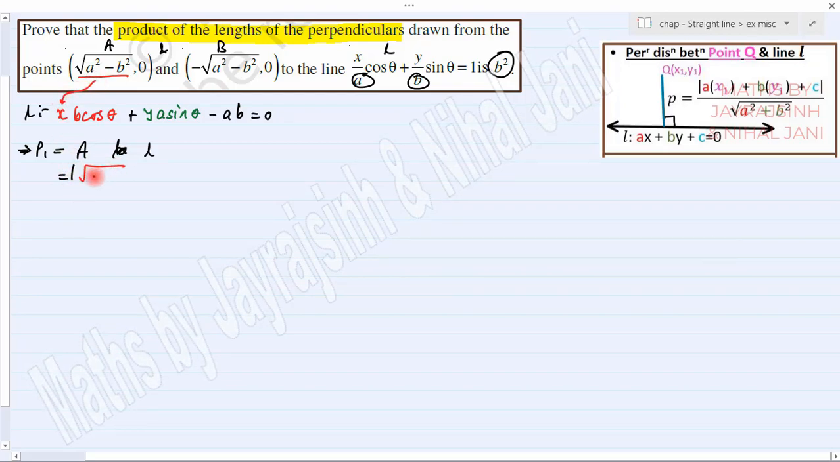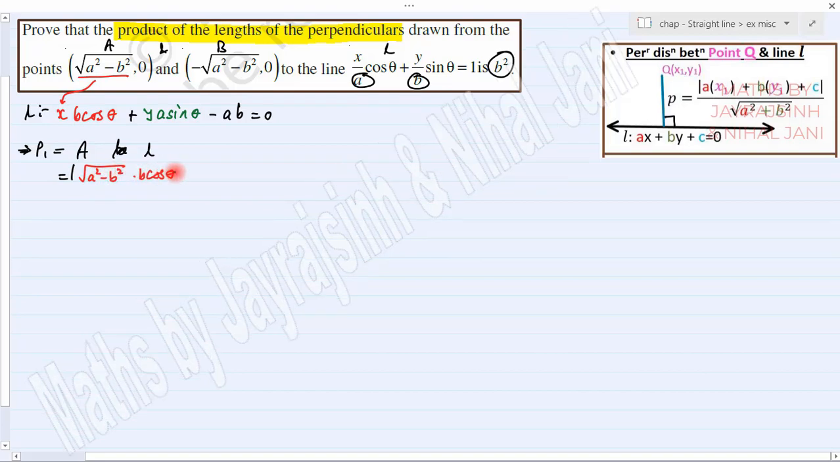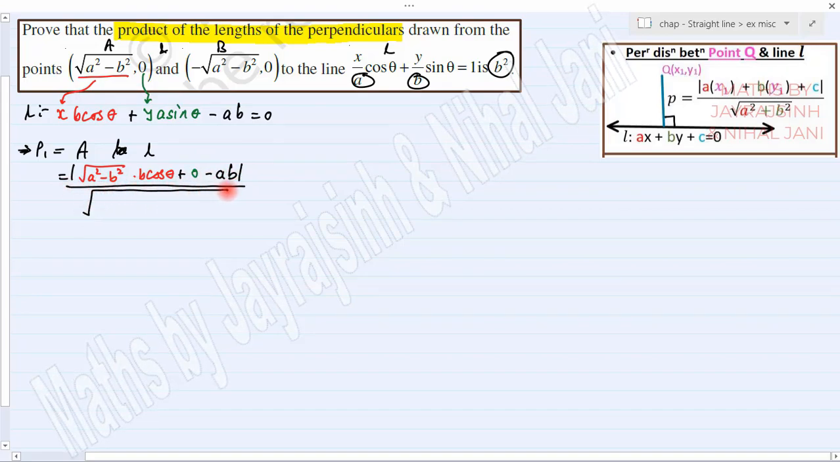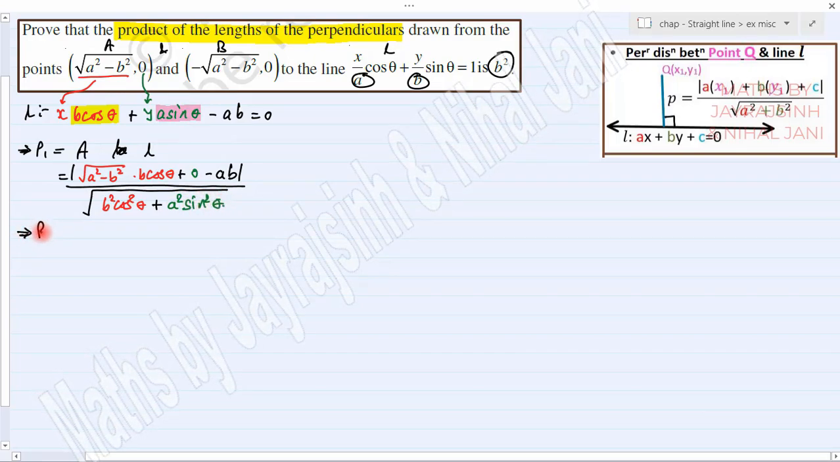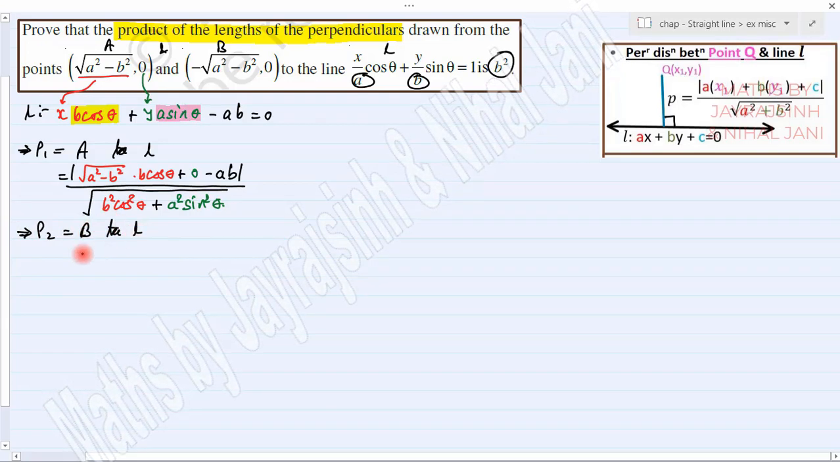So we will get mod of under root of a square minus b square into b cos theta plus, instead of y, we have to place 0, minus ab, upon under root of coefficient of x whole square, or we can say b square cos square theta, plus whole square of coefficient of y, which is a square sin square theta. Similarly, we can find out P2, which is the perpendicular distance from B to L.